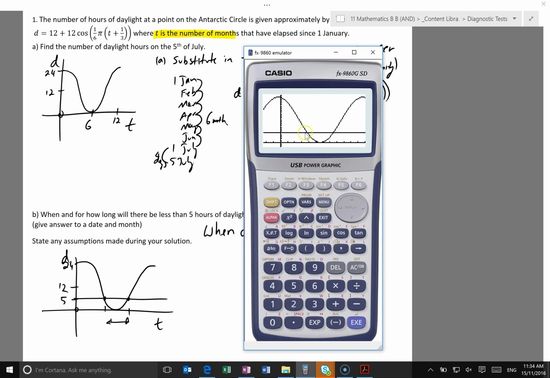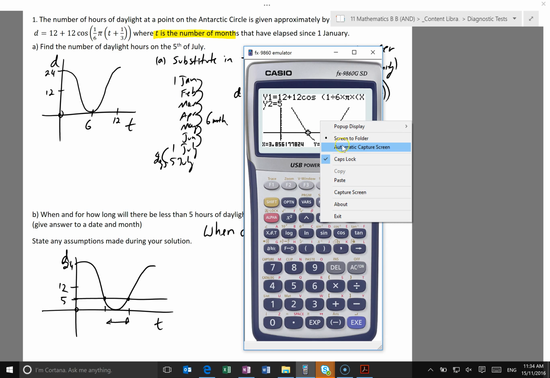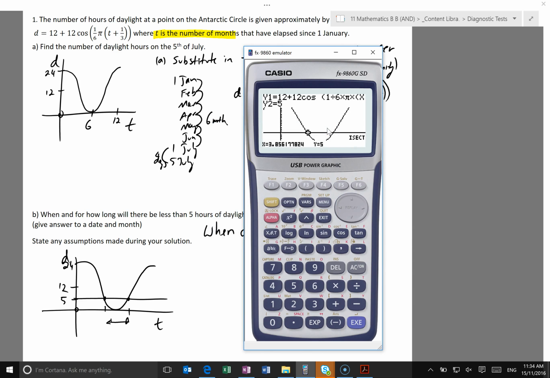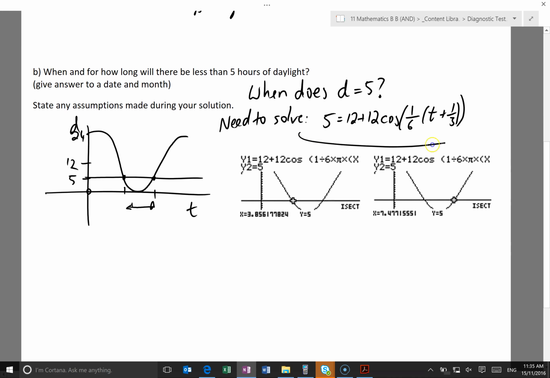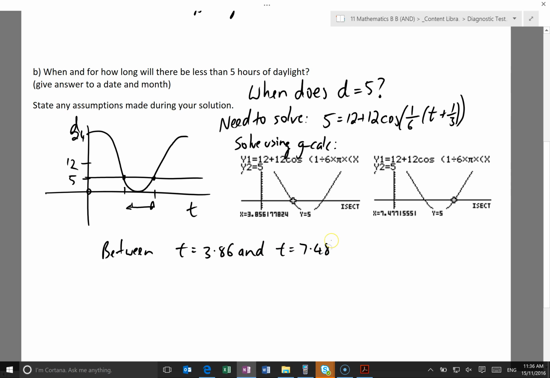Okay. So I'm trying to find these intersection points. I'll just G-solve for the intersection point and I'll paste this onto my exam paper. So I really needed to solve this equation. Okay, I've now done it graphically on my graphics calculator. So I know between t equals 3.86 and t equals 7.48, there will be less than 5 hours of sunlight.